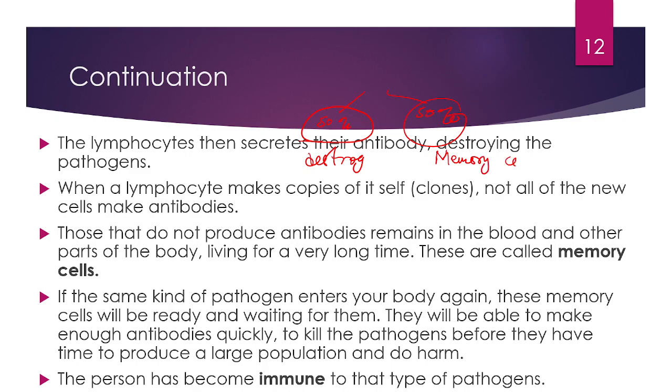Now, why are they stored as memory cells? They are stored as memory cells so that in case that pathogen enters the body again, these memory cells could be waiting there to destroy it as soon as it enters. And this allows you not to fall ill. That's why even if a pathogen enters your body and you have memory cells, you don't get sick, or you don't feel that the pathogen entered your body. And due to this, you become immune to that type of pathogen. Okay.